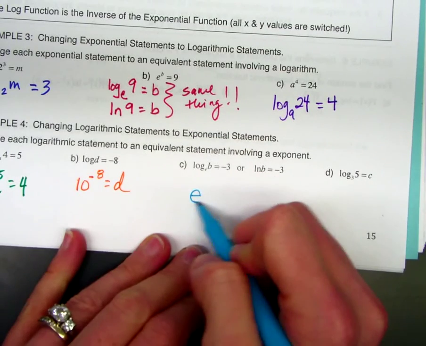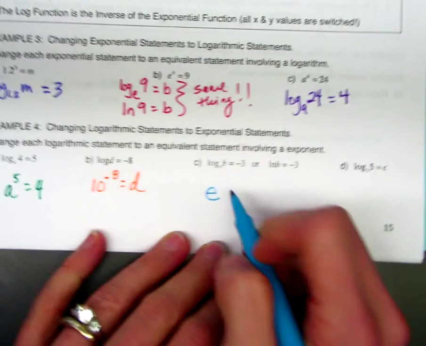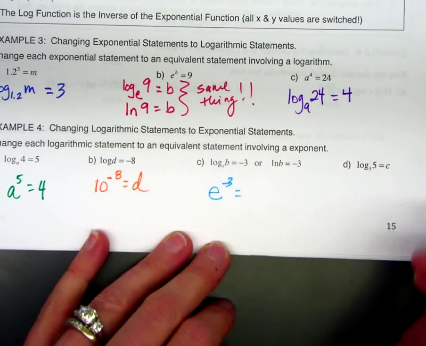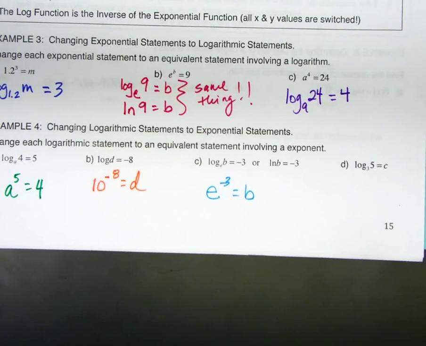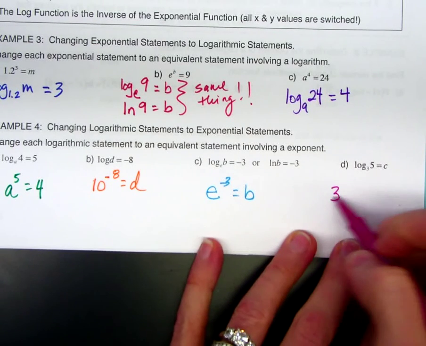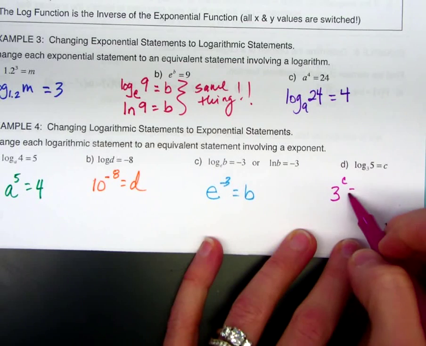What is the exponent? -3, and then the only other number, B. And then the last one, what's the base? What's the exponent? Equals the only other number, 5.